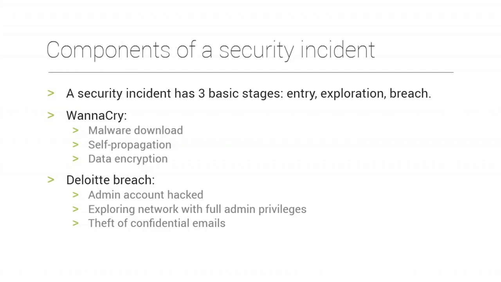And in the case of the Deloitte breach, as I already told you, an administrator account was first hacked. And now that the attacker had access to the entire network with these admin privileges, they were able to look around for specific data which they wanted to steal. And finally, they stole the confidential email addresses of top clients of Deloitte. So these would be the three stages in this case.